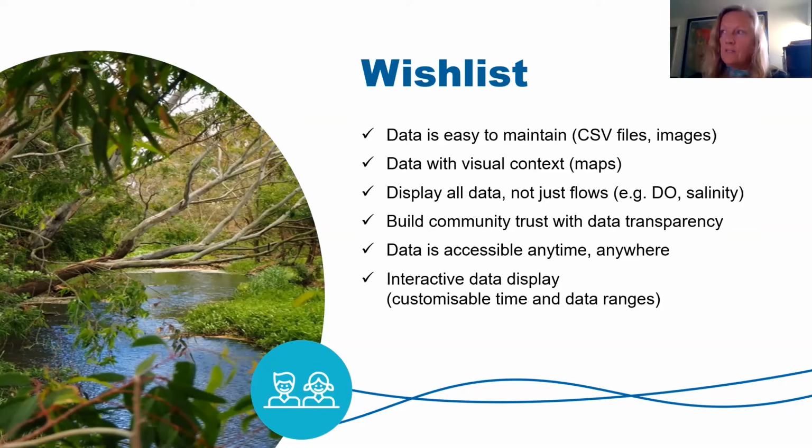A lot of the gauges also, as well as flow, have other parameters like dissolved oxygen, temperature, salinity. So again, by looking at those kinds of parameters, community members can start to see the relationship between flow and water quality. So if flows are low, you might expect to see low dissolved oxygen and high temperature, for example. So you start to get a feel for what the flow means to the river.